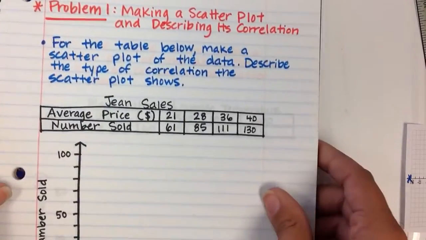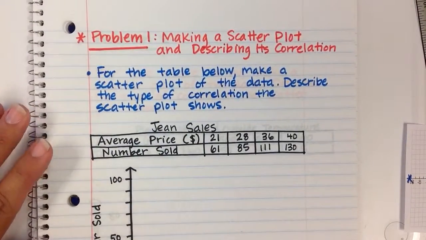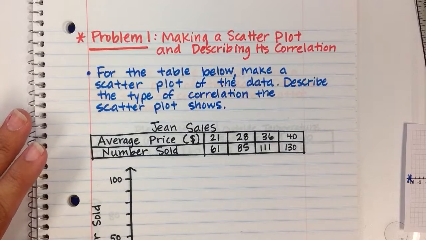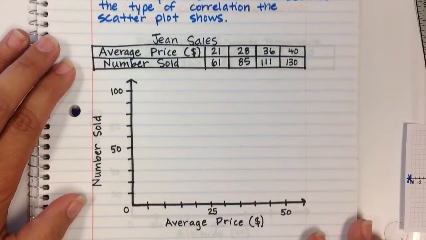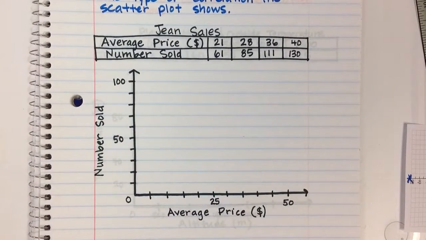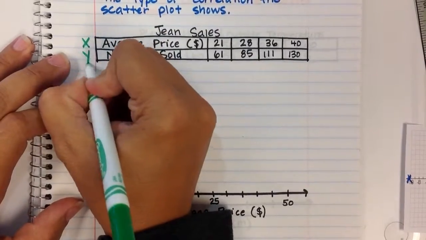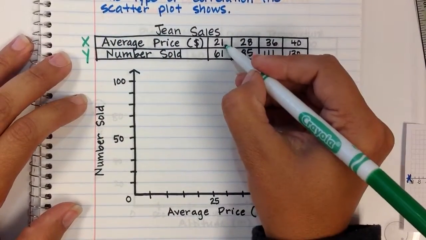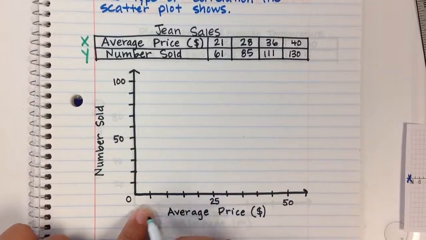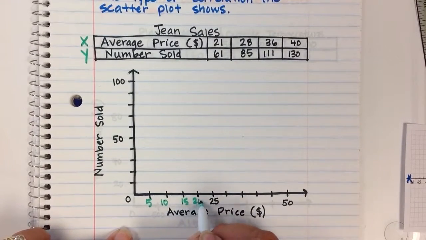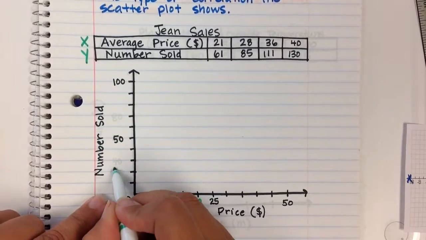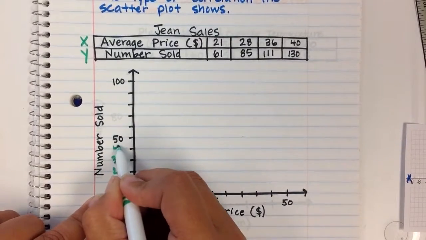All right, making a scatter plot and describing its correlation. For the table below, make a scatter plot of the data and then describe the type of correlation that the scatter plot shows. All right, we're given this data. We're going to graph. Now this is like x and y. So we're going to graph the ordered pair 21, 61. So this looks like it's counting by fives. And this looks like it's counting by tens.